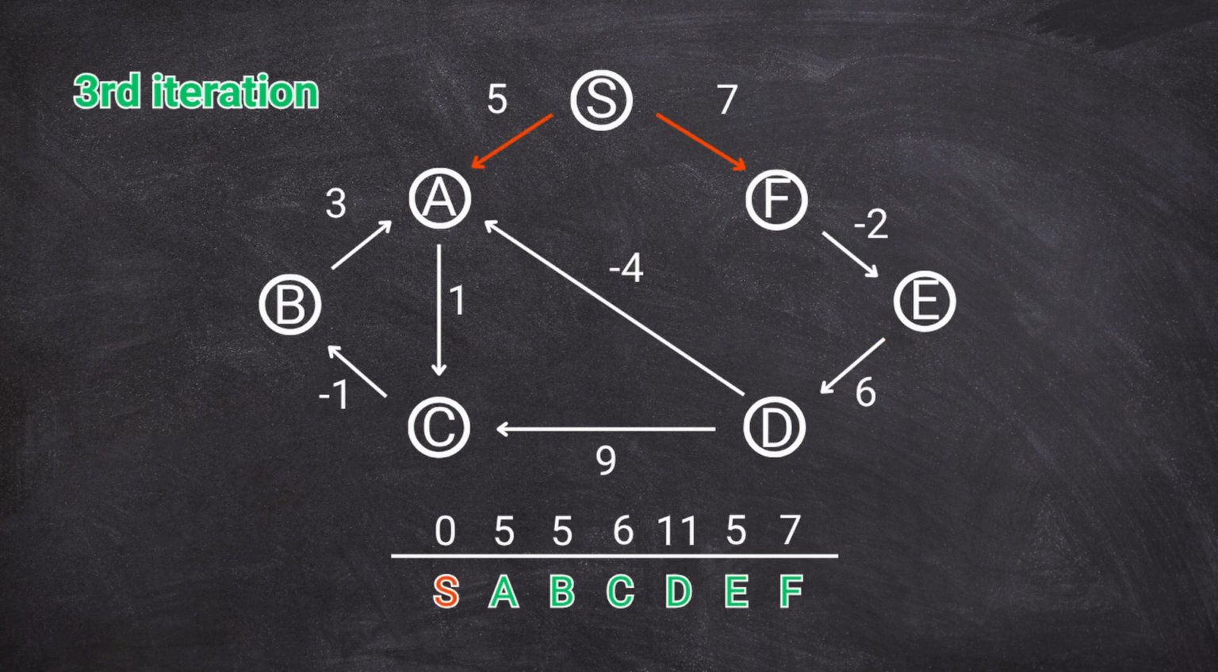Let's do the third iteration. Go through every node one more time. No distances get shorter. That means the algorithm can stop here. Now, the table shows the shortest paths from S to all other nodes. This is how the Bellman-Ford algorithm works.